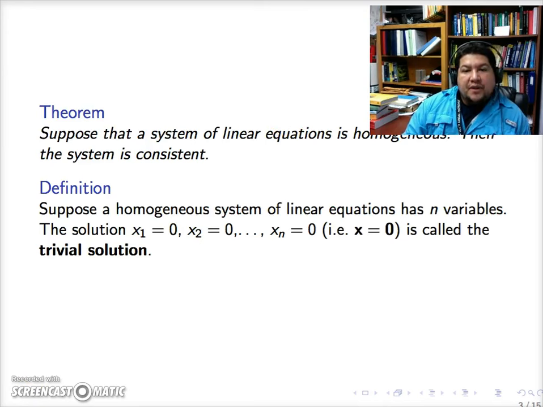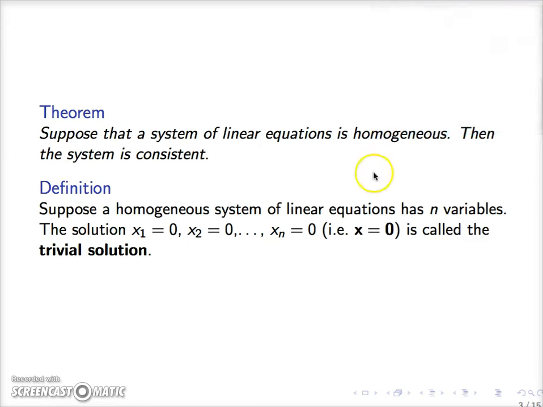So we have a theorem that says basically what you just pointed out. Suppose that a system of linear equations is homogeneous, then the system is consistent, precisely because the trivial solution is always a solution of a homogeneous system, which is what we have stated in this definition. So for a homogeneous system of equations with n variables, the solution in which all the variables equal 0 is the 0 vector and is called the trivial solution.